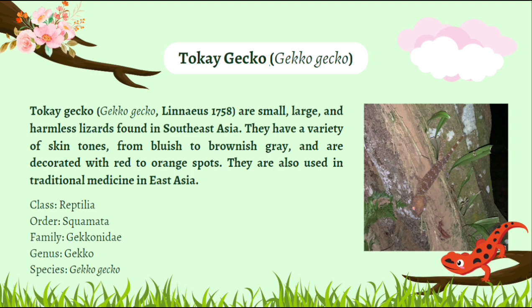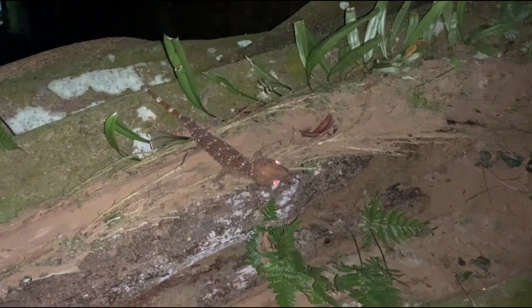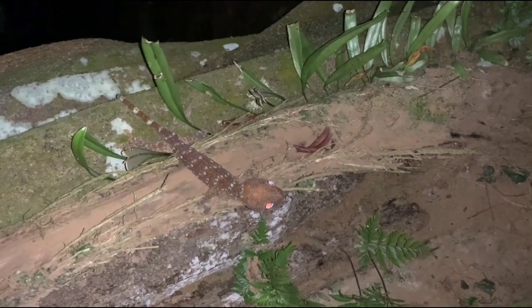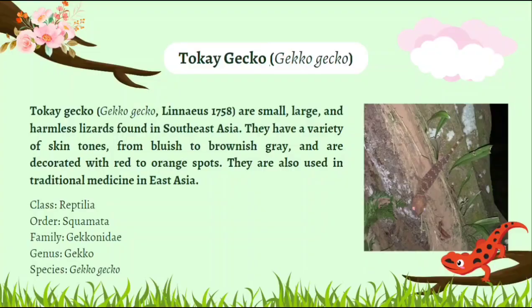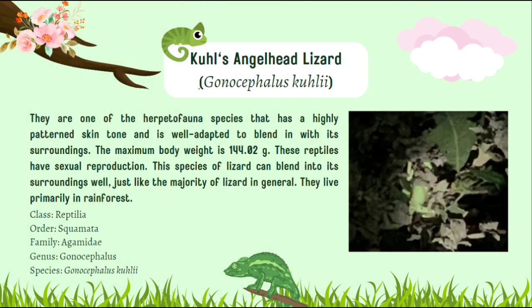Lokai gecko or gecko. Lokai geckos are small to large, harmless lizards found in Southeast Asia. They have a variety of skin tones from bluish to brownish gray, and are decorated with red to orange spots. They are also used in traditional medicine in East Asia. These species are from class Reptilia, order Squamata, family Geckonidae, genus Gecko, and species Gecko.